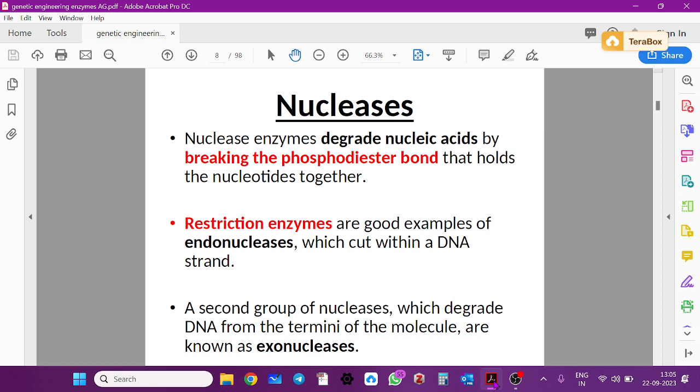For example, one restriction endonuclease known as EcoR1, isolated first from E. coli, cuts the sequence whenever there is a GAATTC, and in the opposite direction, the reverse complementary. If this is 5' to 3', this is 5' to 3' in this direction. It always cuts in this way. So always we will be having an overhang like this.